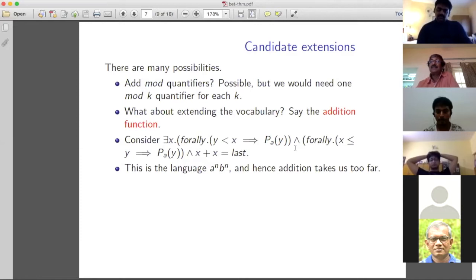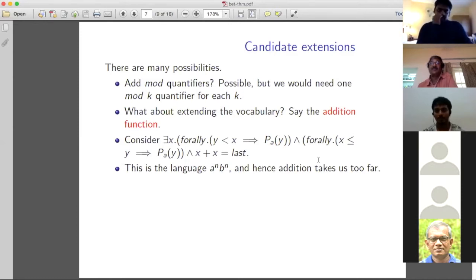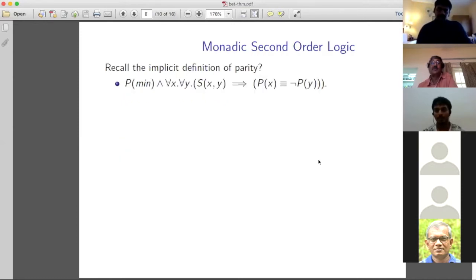And as I said, in theory of computation, one of the things that you show is that this language, the language with an equal number of a's and b's, a to the n, b to the n, is not regular. So adding addition is one possibility, but it takes you too far.